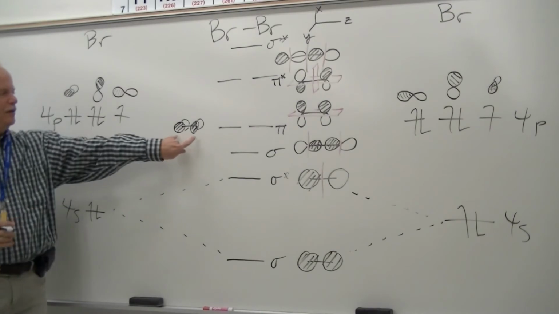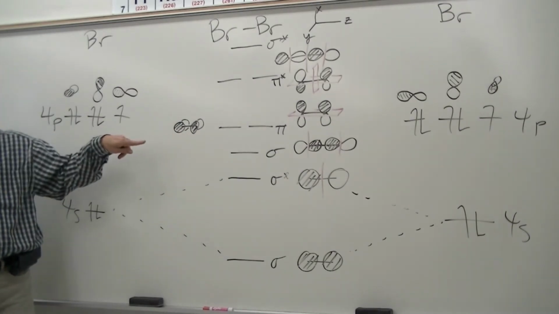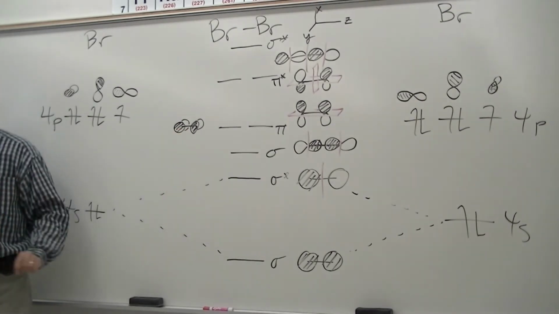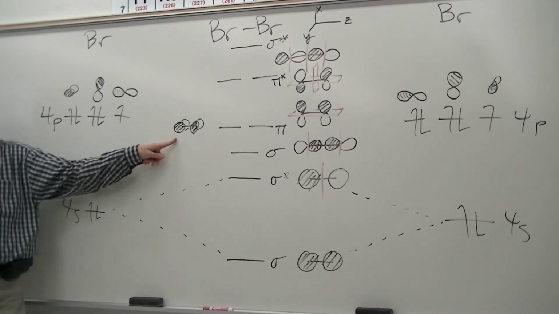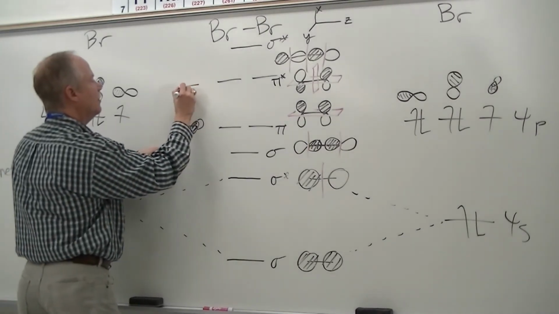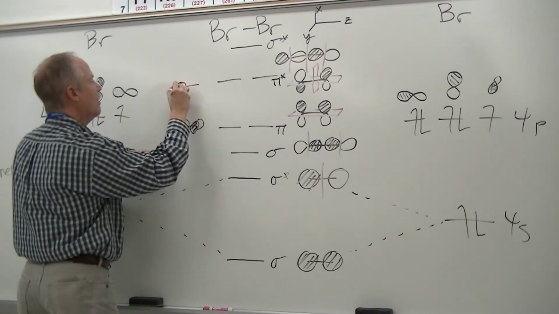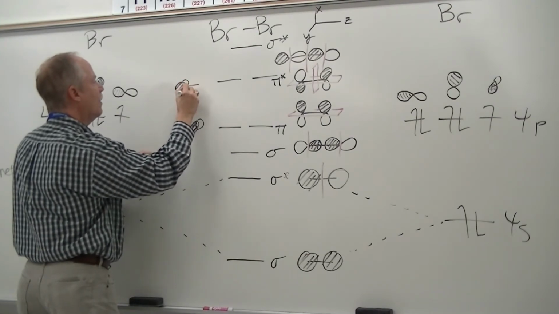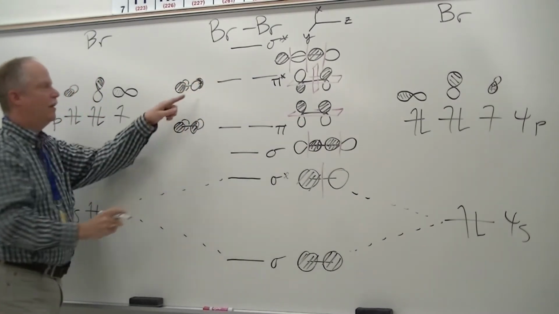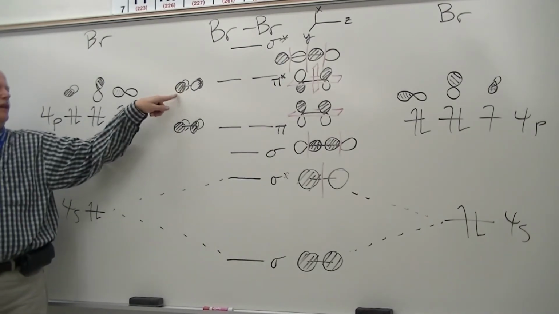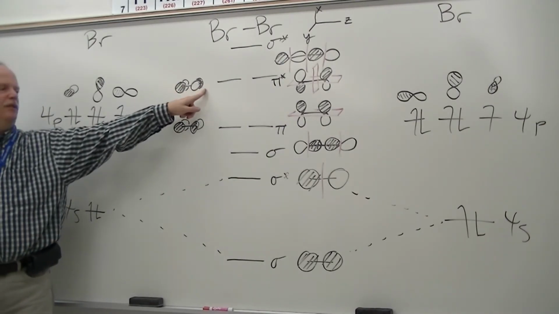So I've drawn the two shaded ones coming out of the board and the two non-shaded ones going into the board, kind of diagonal. You can kind of see that. And then I'll draw the same thing up here. Now they've swapped shading. This one's shaded in front, that one's shaded in back.